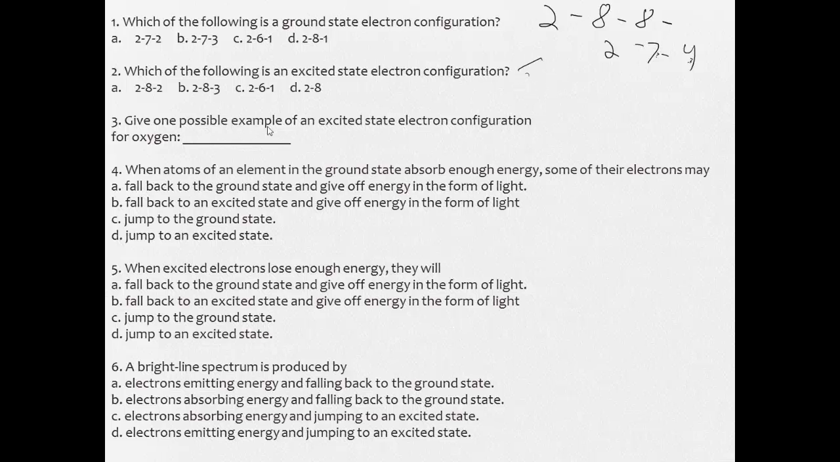Now, when it says give a possible example, it can be anything. So if you have, for example, lithium is 2, 1, ground state. An excited state could be 1, 1, 1. It could be 1, 2. Any possibility or combination. Okay? And the others are just going to be right out of the notes or what I told you.